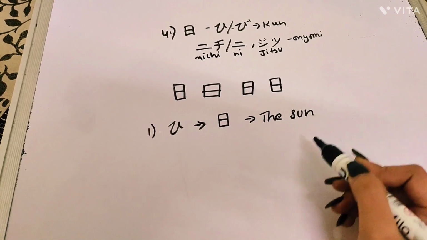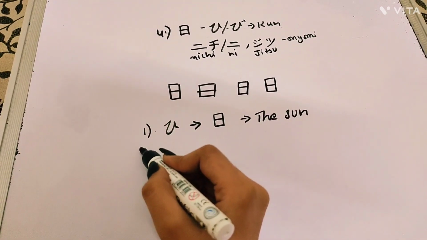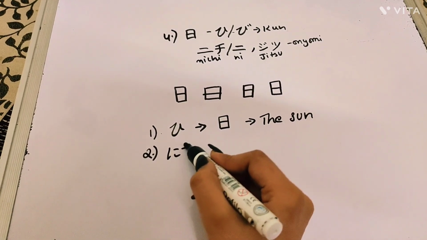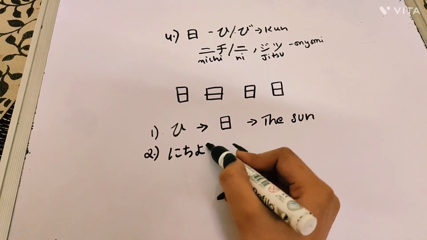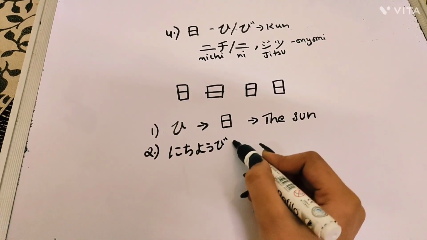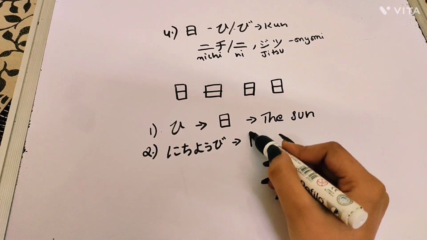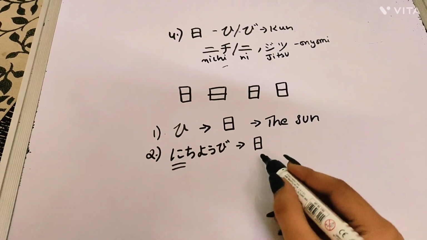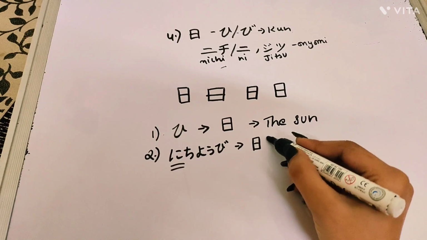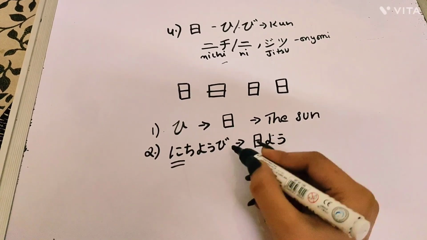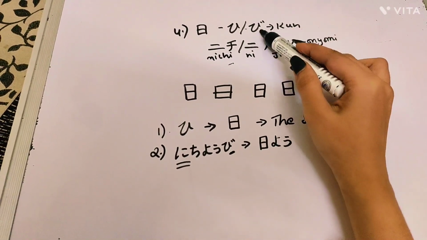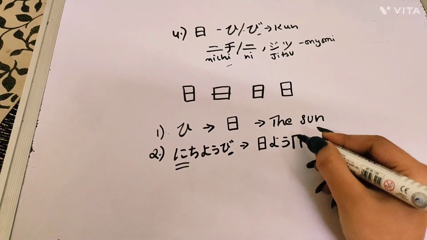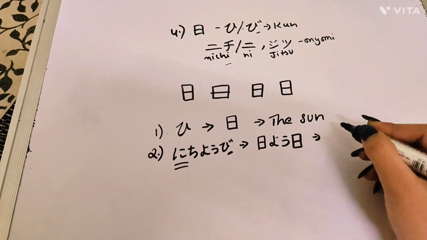Next word is nichi yobi. Nichi yobi is Sunday. Nichi is an onyomi, right? Bi is a kunyomi, right? Nichi yo bi. Draw this kanji. Nichi yo bi is Sunday.